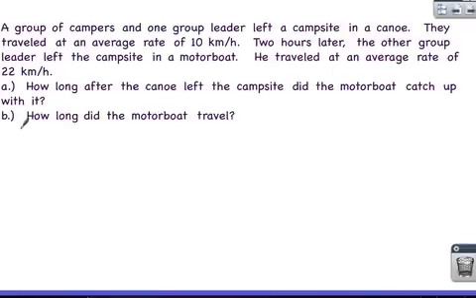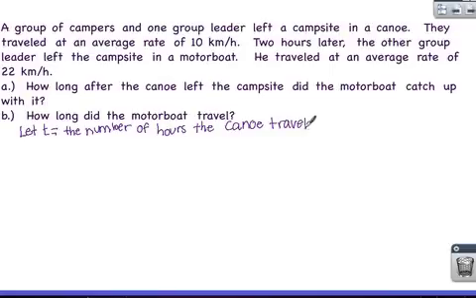So we start by defining our variables. Let t equal the number of hours the canoe travels. Since the other group leader left in the motorboat 2 hours later, that means that they traveled 2 hours less. So we're going to let t minus 2 equal the number of hours the motorboat travels.